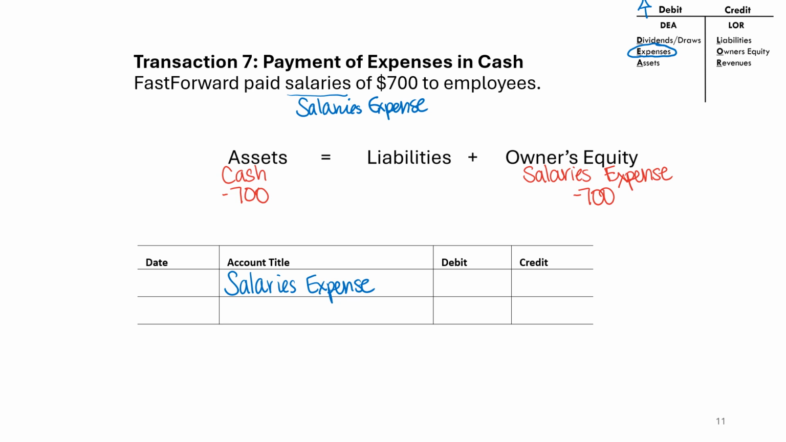Remember, anytime you're decreasing cash, it will be a credit. That is because cash is an asset. Assets are increased with a debit, but we're not increasing cash here. We're decreasing cash. So the credit is to cash. And that amount is $700.